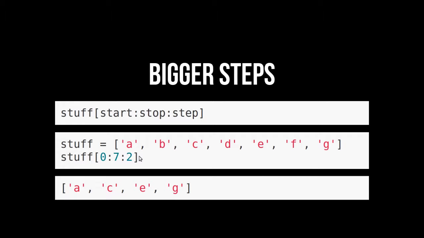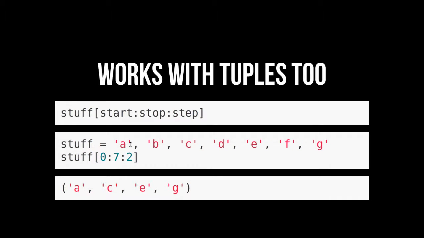But we can take bigger steps. What if we want to do the whole list, but with 2 steps? We start at A, then we skip to C, then we skip to E, then we skip to G, because we're doing 2-step intervals. So 1, 2, boom. 1, 2. You get the picture.